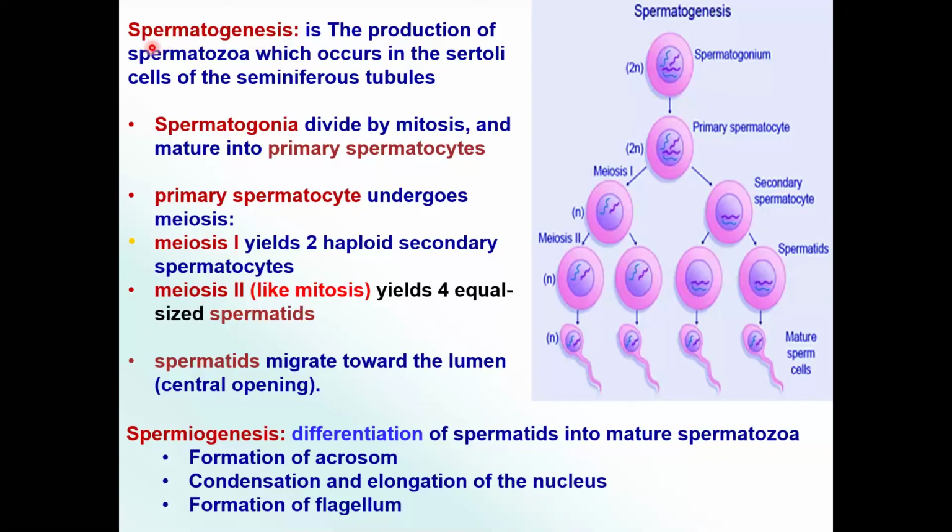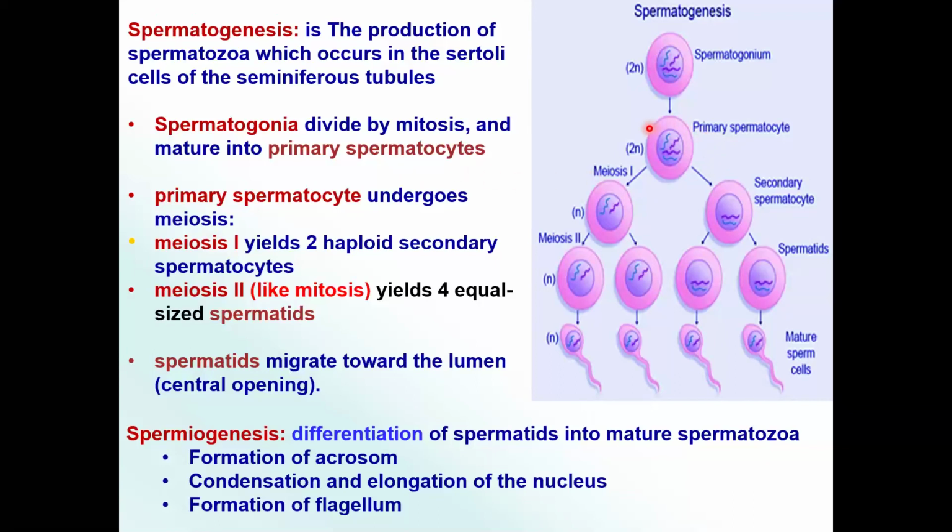Let's talk in more detail about spermatogenesis, which is the production of spermatozoa. This process occurs in the Sertoli cells of the seminiferous tubules. Let's assume this is the seminiferous tubule, and this is the wall of the seminiferous tubule. Here we have the spermatogonium, which contains the double number of chromosomes, that is 2n. Spermatogonia divide by mitosis and mature into primary spermatocytes.